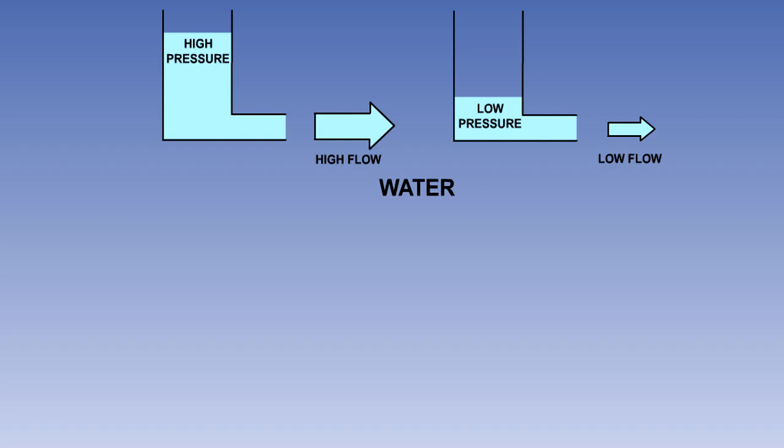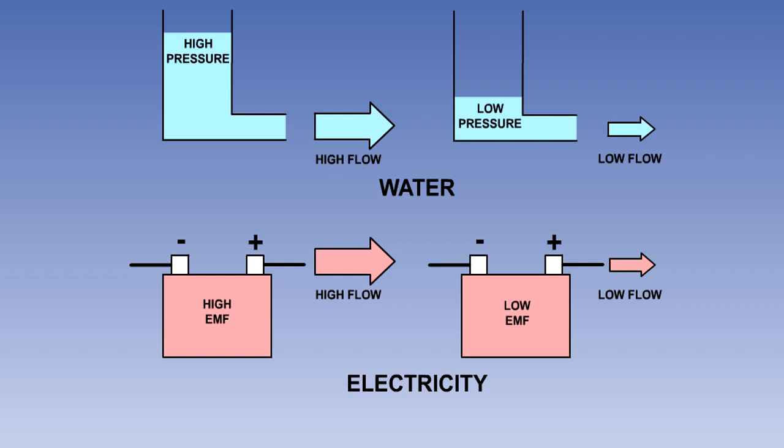In a water tank, if pressure decreases, flow decreases, and if the pressure increases, the flow increases. In a closed electrical circuit, if the EMF decreases, the flow of electrons or current decreases, and if the EMF increases, the current flow increases.